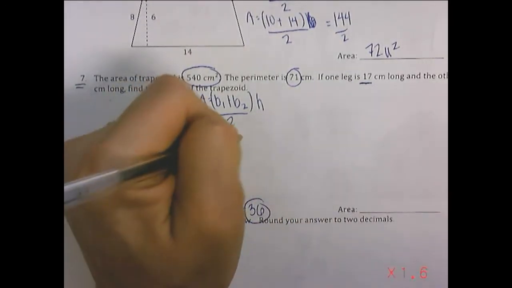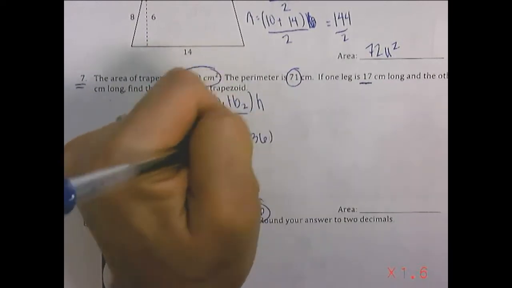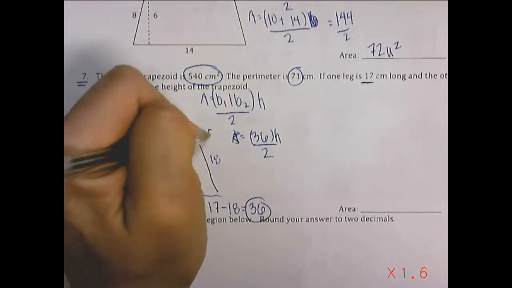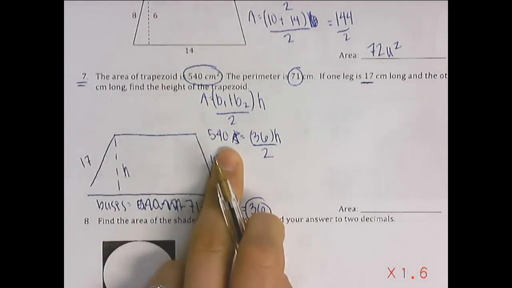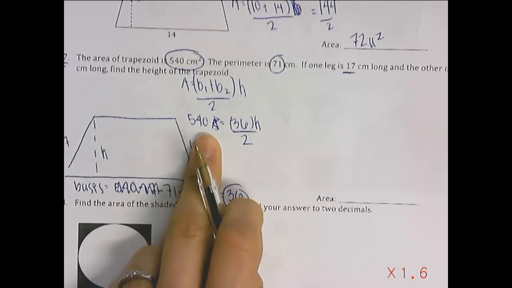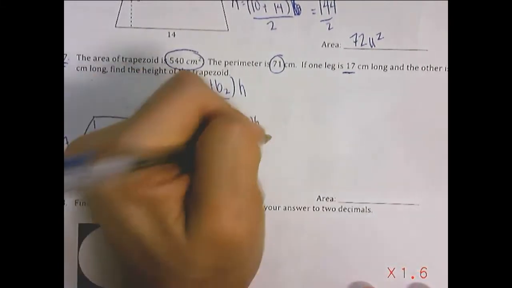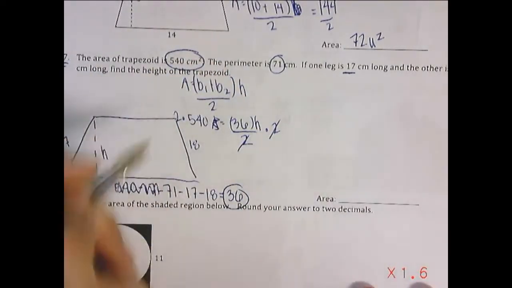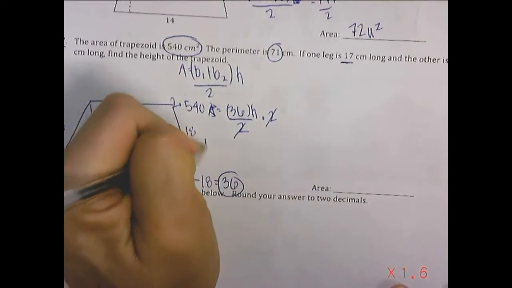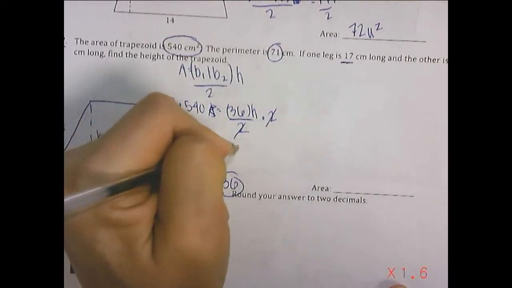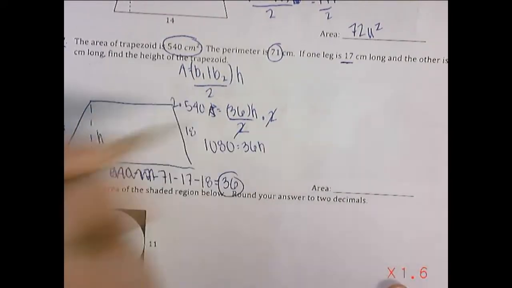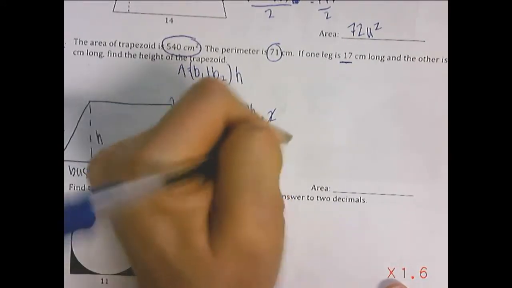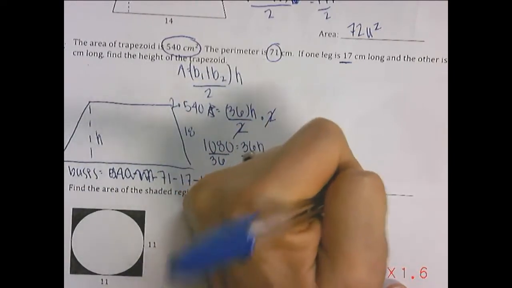I'm going to rewrite that formula as 36 times my height divided by 2, and it's going to equal 540 because that is what my area is. So now I want to get rid of this 2. I'm going to multiply this side by 2, and these 2 will cancel out, and multiply this side by 2. And I will have left 1080 equals 36h. And I'll divide by 36 and divide by 36 and get h equals 30 centimeters.